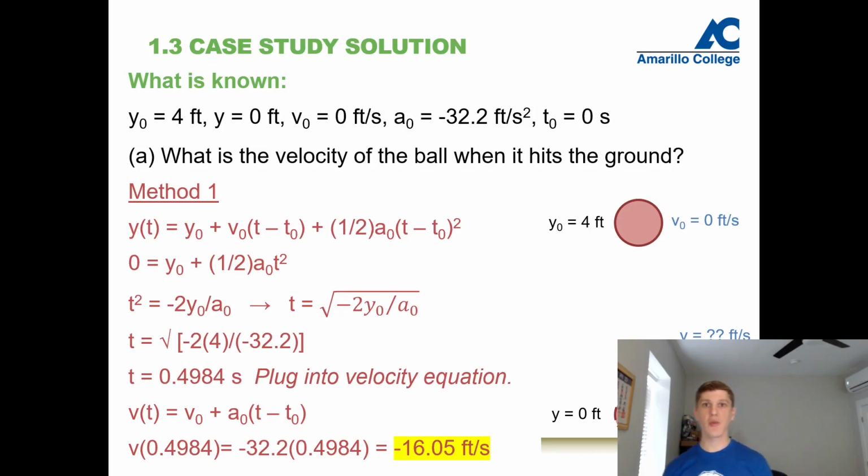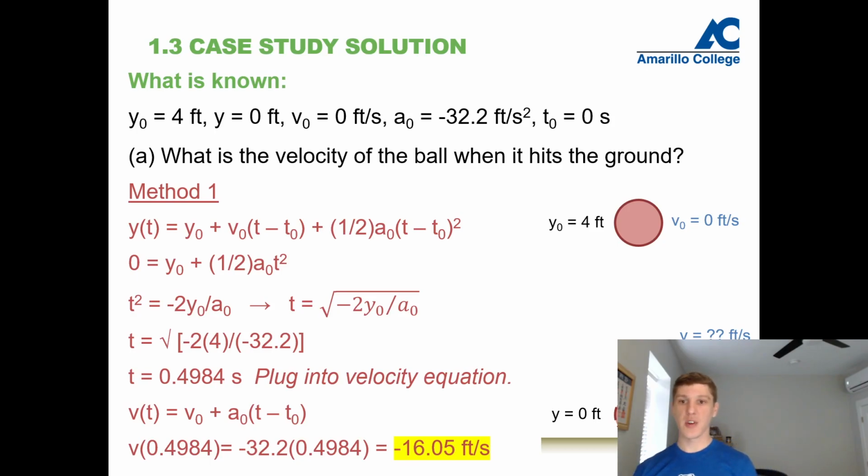Okay, so that's all the theory for section 1.3. Let's go ahead and jump into the case study. For part A, what is the velocity when the ball hits the ground? We knew that our initial position, y naught, was 4 feet above the ground, and our final position y is equal to 0. So we defined our datum point as 0 feet at the ground. Our initial velocity is 0 feet per second because the child just dropped the ball. He didn't throw the ball downward with an initial velocity. Our acceleration is a constant negative 32.2 feet per second squared, which is the gravitational acceleration on Earth.